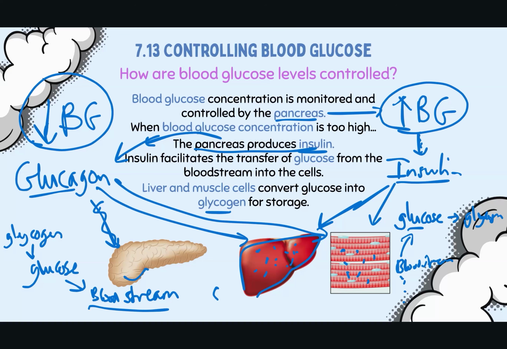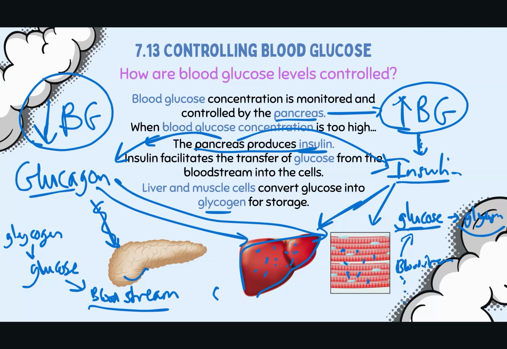When the blood glucose levels go too high, the pancreas secretes insulin. There's receptors in the liver and the muscles that attach to the insulin. They then start converting the excess glucose in the bloodstream to glycogen for storage. And this cycle goes on and on and on.